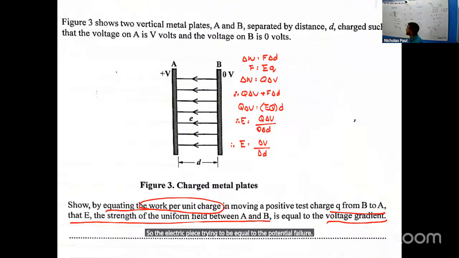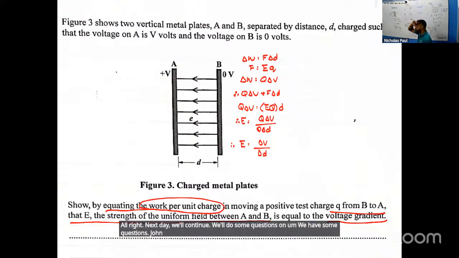All right. So next day we'll continue. We'll do some questions on electric field strength and potential, some more like this, and then we do electricity.